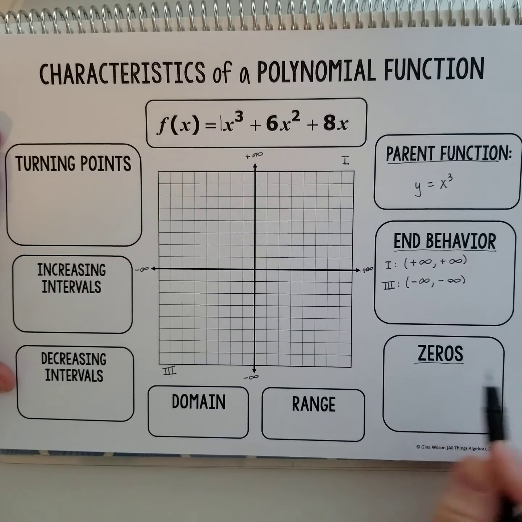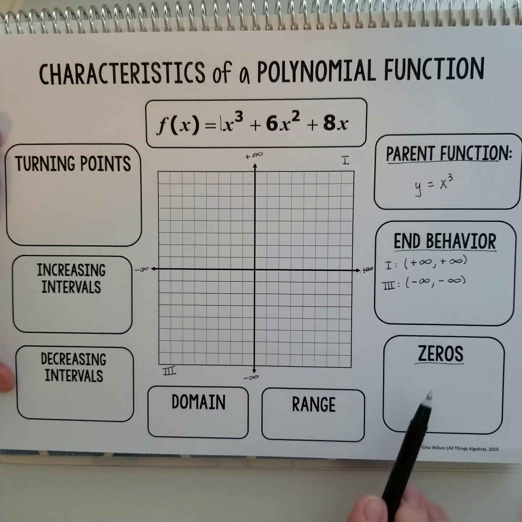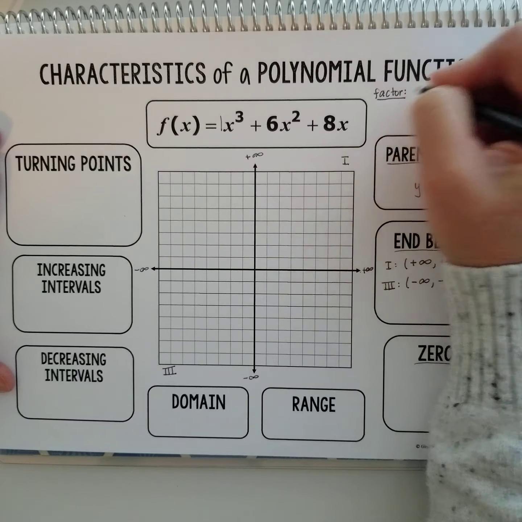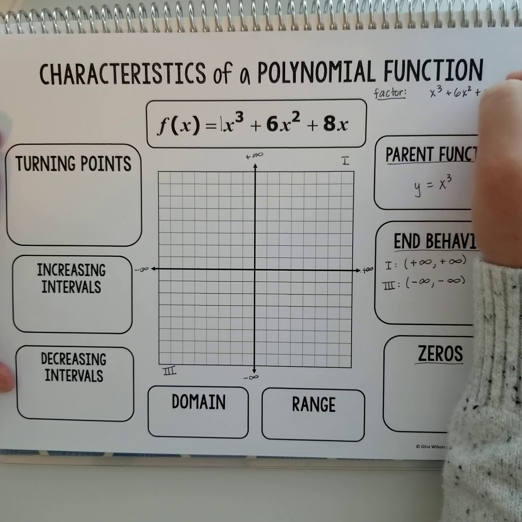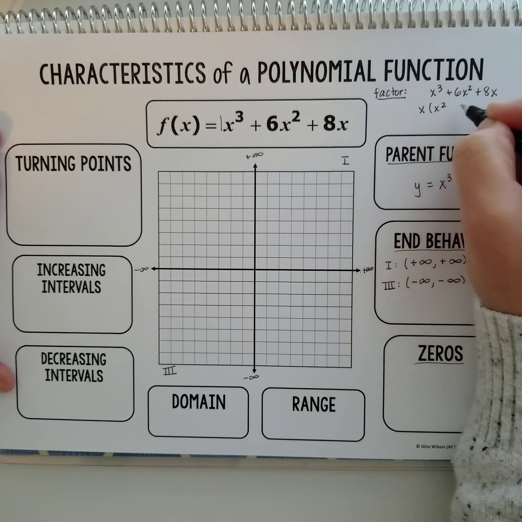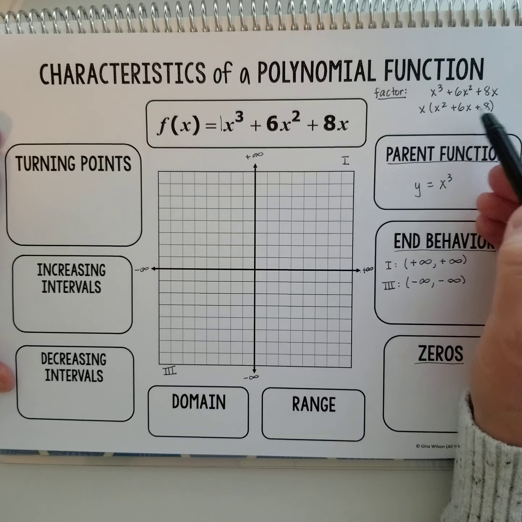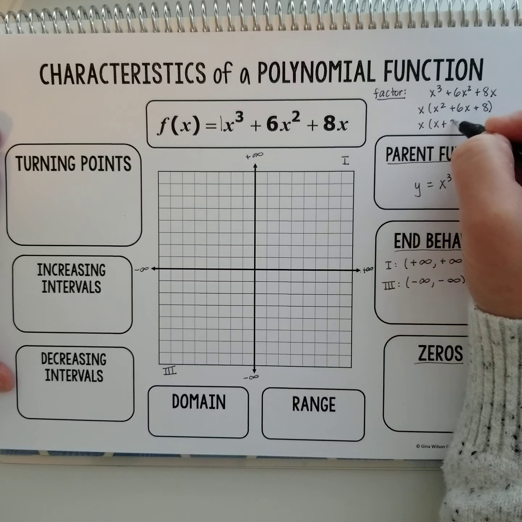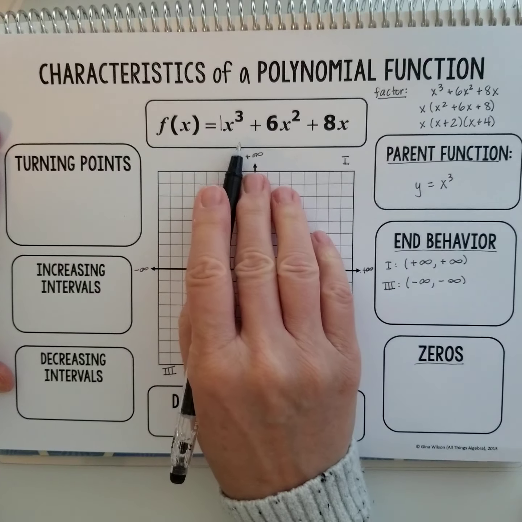Okay, now we get into the zeros. Well, we could figure out the zeros if we could factor this, and this does look factorable. So let's go ahead and factor that, up here in this little space. We've got x cubed plus 6x squared plus 8x. And we can factor out the GCF, which is x, leaving us with x squared plus 6x plus 8. Two numbers that multiply to 8 and add to 6 would be 2 and 4. And so if we factor this into x plus 2 and x plus 4, that's going to be our fully factored version of this function.